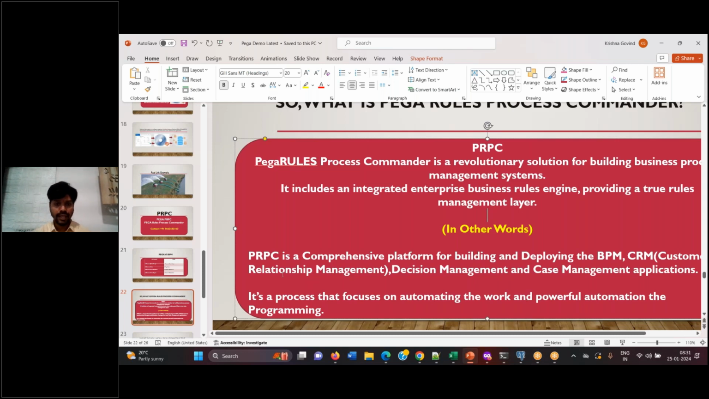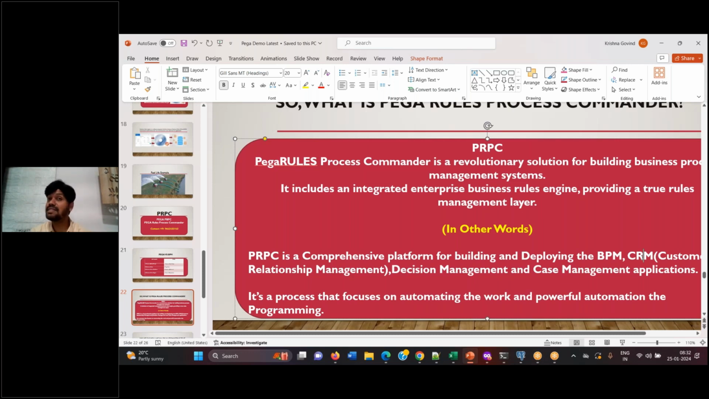PRPC is a comprehensive platform for building and deploying BPM, CRM, decision management, and case management applications. Decision management and case management work together with BPM and CRM. These are the systems. BPM stands for business process management. CRM stands for customer relationship management. CRM is also available with Pega Systems; the company also has a CRM provision. CRM is a different model, and BPM is a different model.